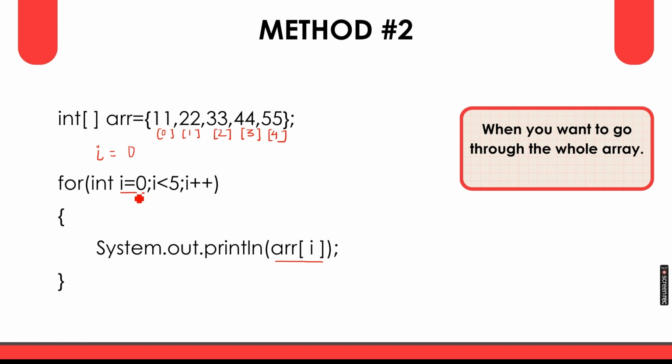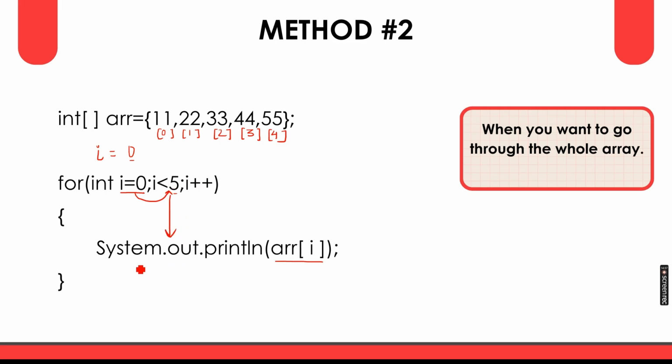After this step you go to the second part of the loop. Here you check the condition. Is I less than 5? Why have we taken 5? Because 5 is the size of the array, and we are checking I against 5. So is I, that is 0, less than 5? Yes, it is. So we will be allowed to enter the loop.